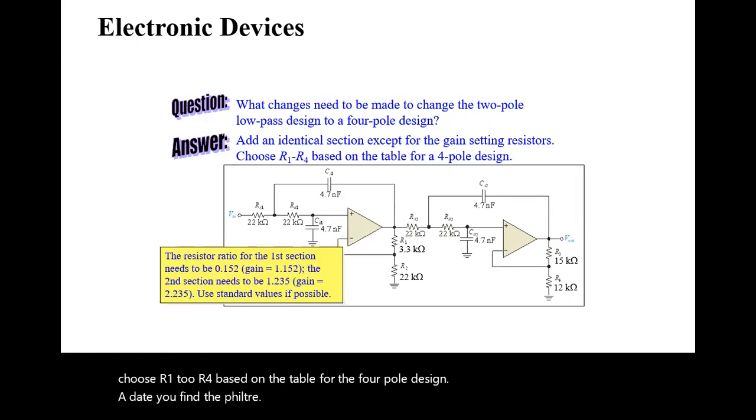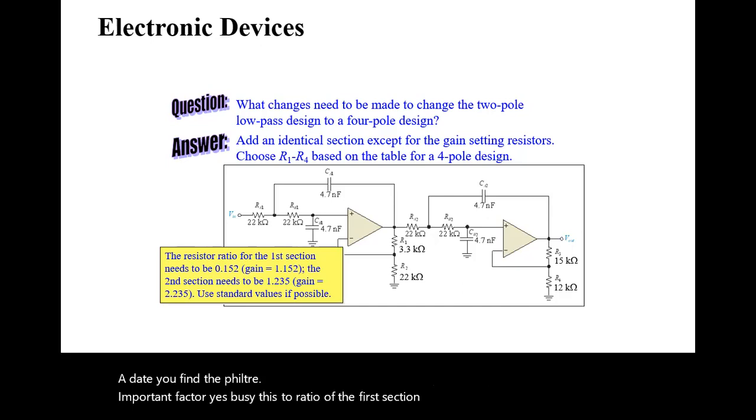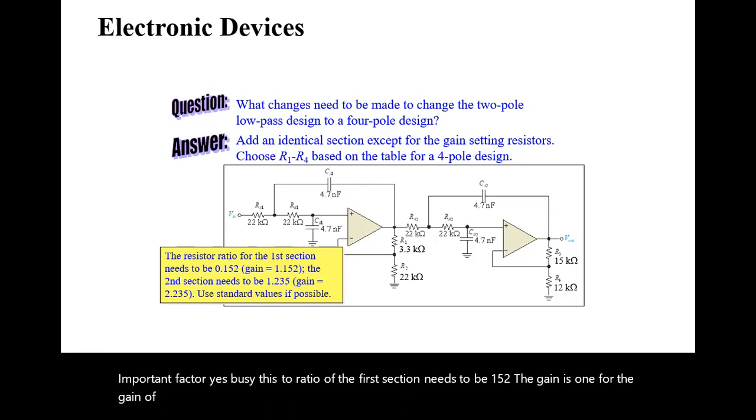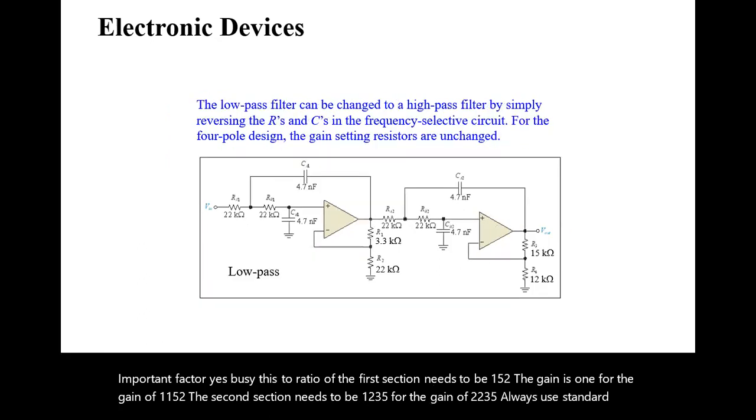An important factor here is that the resistor ratio of the first section needs to be 0.152, for a gain of 1.152. The second section needs to be 1.235, for a gain of 2.235. Always use standard values if possible.